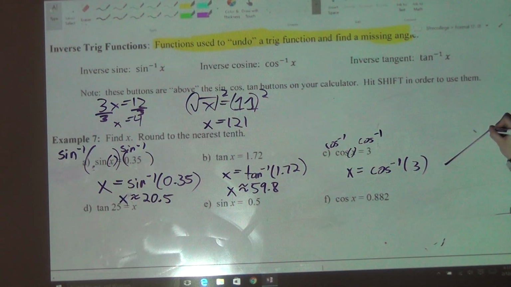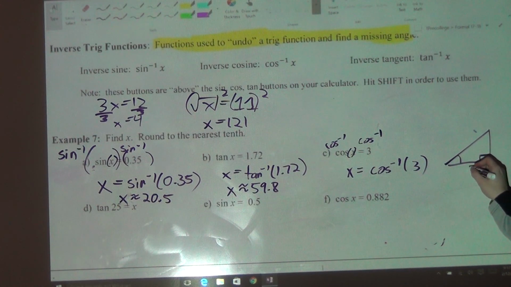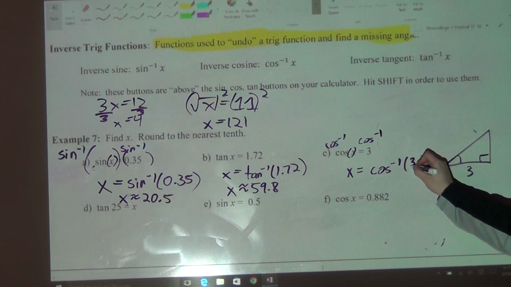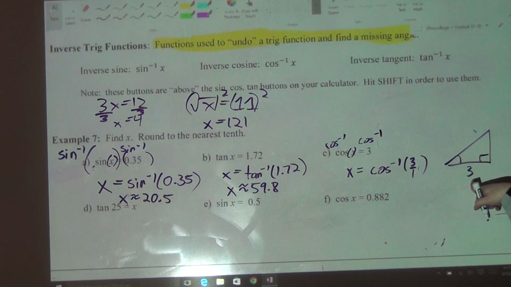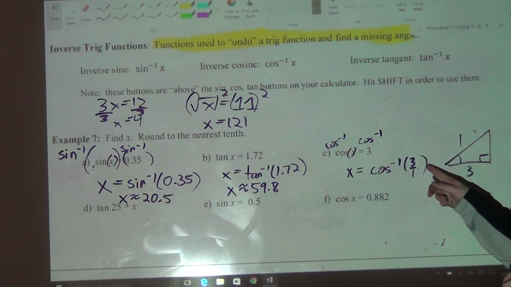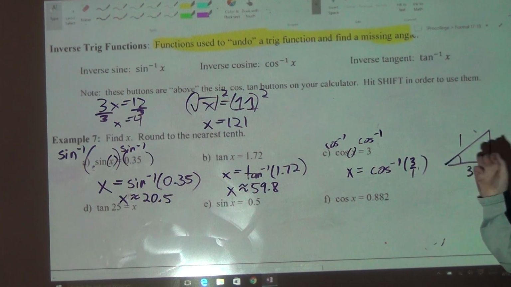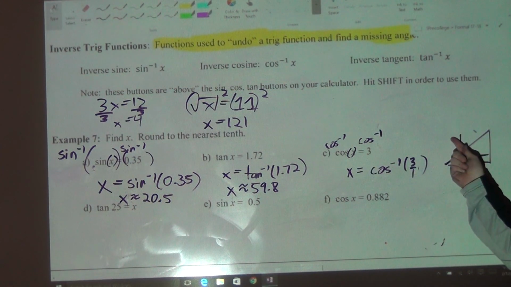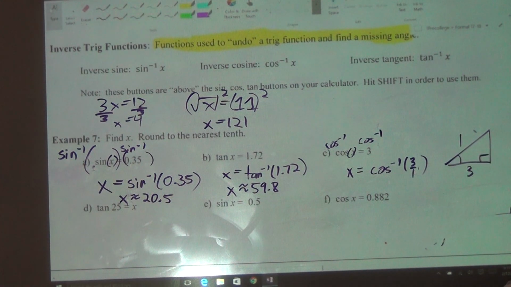This is saying we have a right triangle where the adjacent side is 3. It's kind of like a 3 over 1. The adjacent side is 3 while the hypotenuse is 1. So the domain error isn't because you made an error. It's not because the calculator makes an error. The domain error is because cosine cannot be bigger than 1. You can't have an adjacent side that's bigger than the hypotenuse.